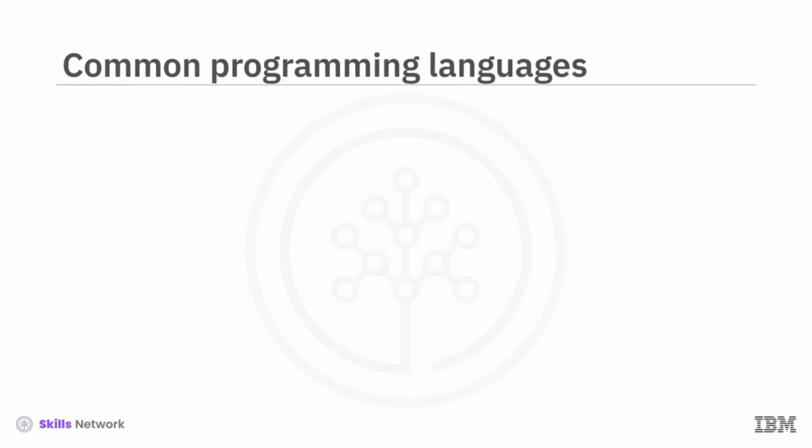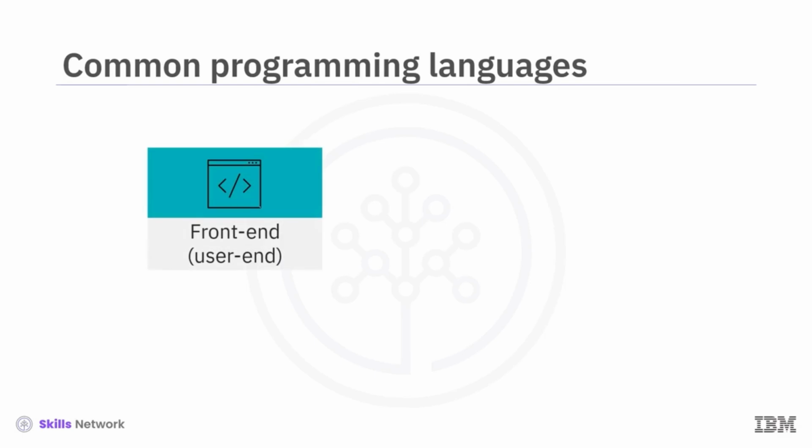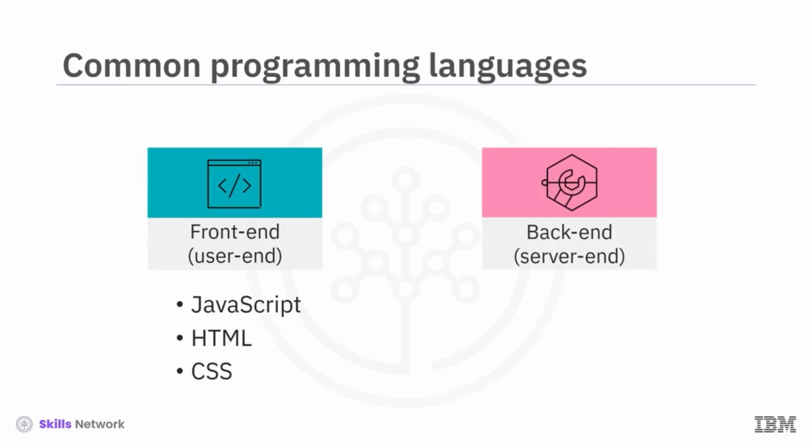When programming web apps, you will write code for the user end or the front end using JavaScript, HTML, or CSS. You will also code for the server end or back end using Python, Java, or Ruby.